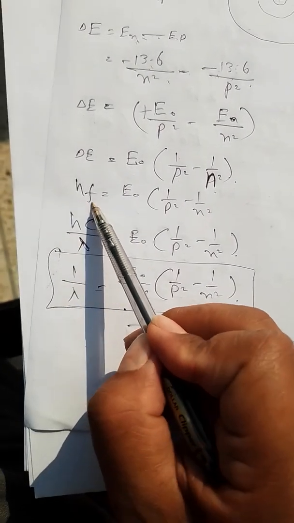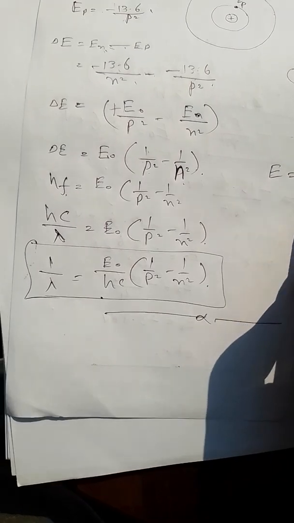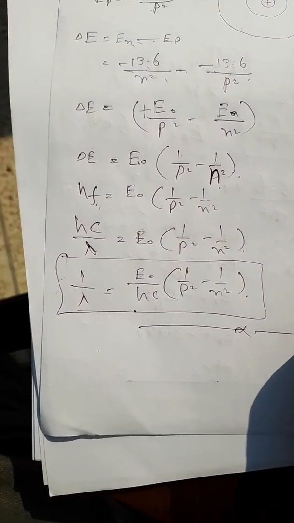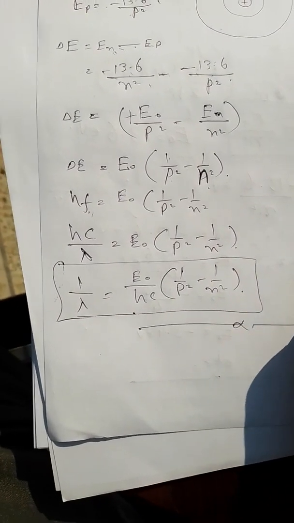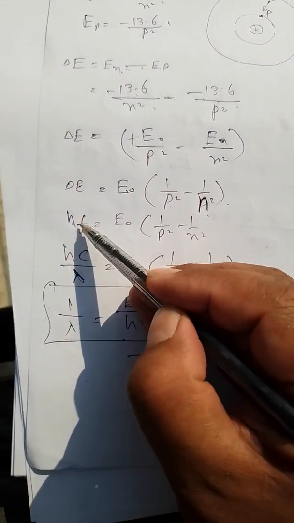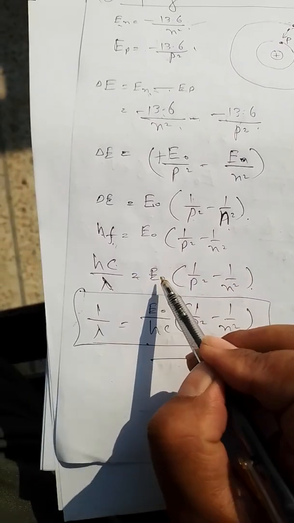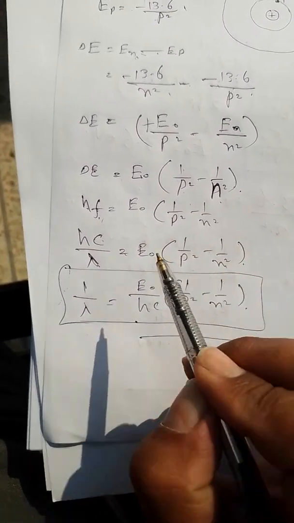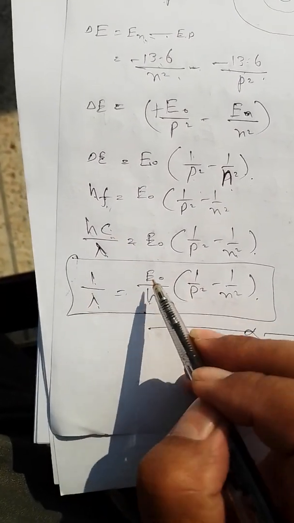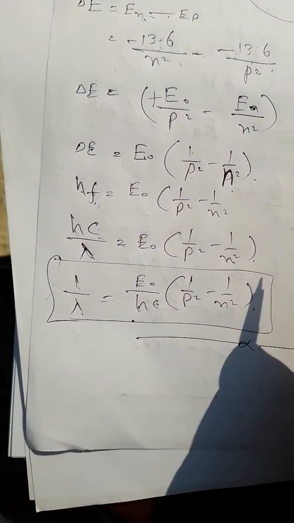So delta E is equal to hf, as we already know from Planck's quantum theory that E is equal to hf. Again, we know that c is equal to f lambda for a photon, so we can write f is equal to c divided by lambda. So putting these values here, instead of E we put hf, and instead of f we use c over lambda, which is equal to E naught times 1 over p square minus 1 over n square. So 1 over lambda is equal to E naught divided by hc, with hc transferred to the denominator on the other side of the equation, times 1 over p square minus 1 over n square.